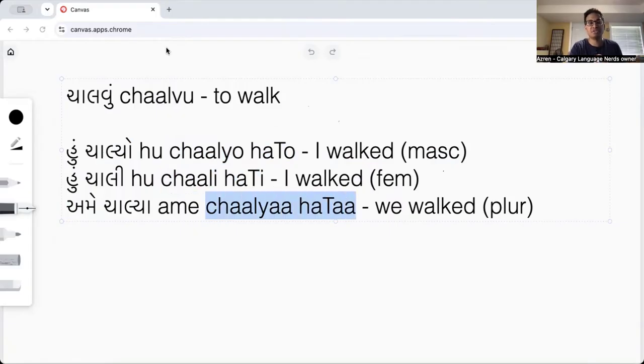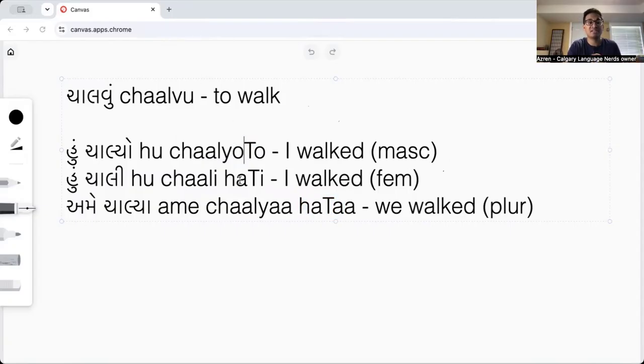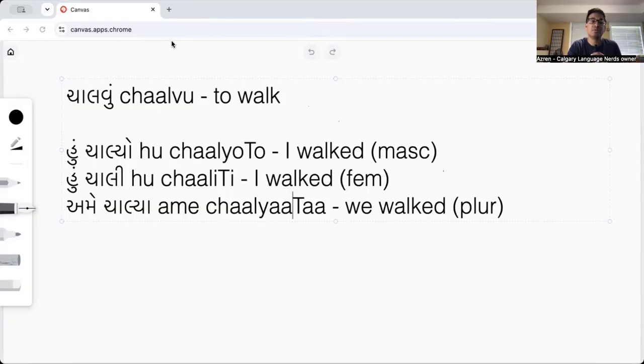I'm not going to get too detailed into the grammar. This is technically another grammar tense. But when people talk in regular day-to-day Gujarati, many people will just add hato, hati, or hata after that simple past verb. And that's something that many people will do. In fact, when they do it, they actually shorten it. They get rid of this ha. They don't even pronounce it. It's written with ha, but they just pronounce it like this. So they'll say hu chalioto, hu chaliti, ame chaliata. Okay, that's like spoken language.